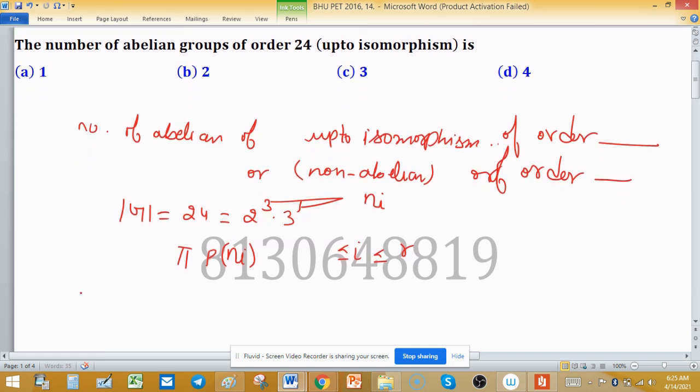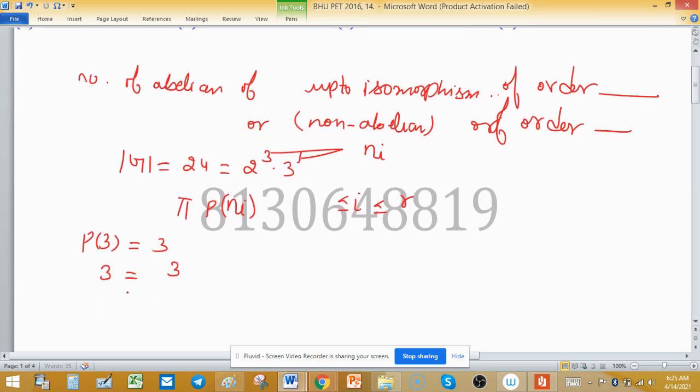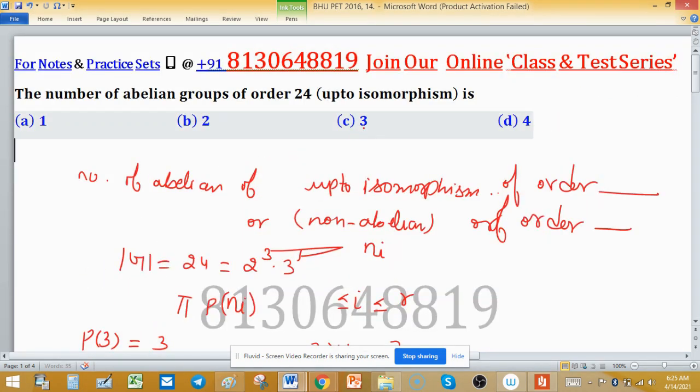So the partitions of 3: 3 can be written as 3, another 2 plus 1 or 1 plus 2, and the last one is 1 plus 1 plus 1. So there are 3 ways to write the partition. And the partition of 1 is 1. So 3 into 1 is 3. So option C is correct.